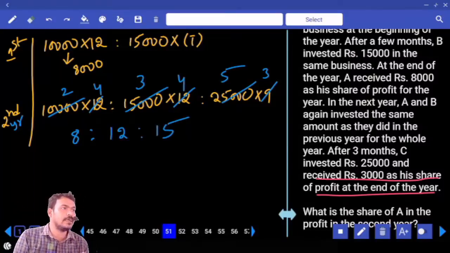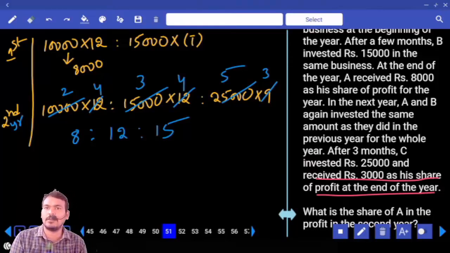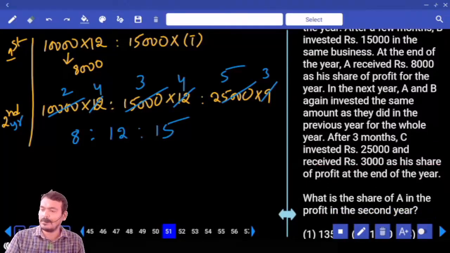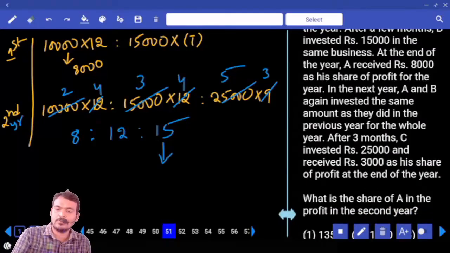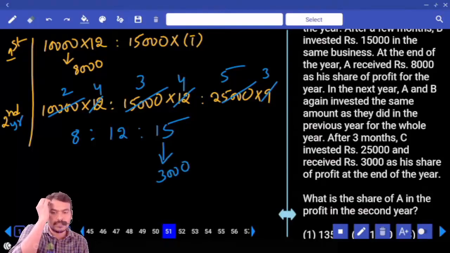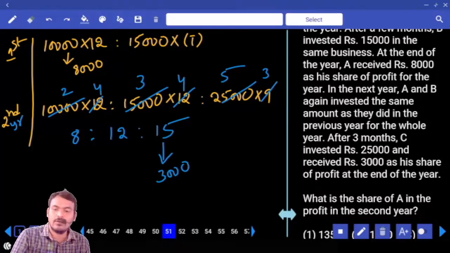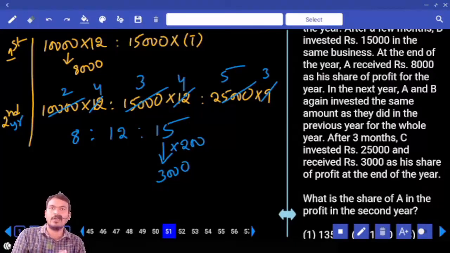It is the second year ABC profits ratio or not? ABC profits ratio. And here, what is the C profit given? 3,000. Means 15 parts is how much? 3,000. 15 parts are 3,000 means every one part is 200 or not? Every one part is how much? 200. Okay. It is basic data given or not?